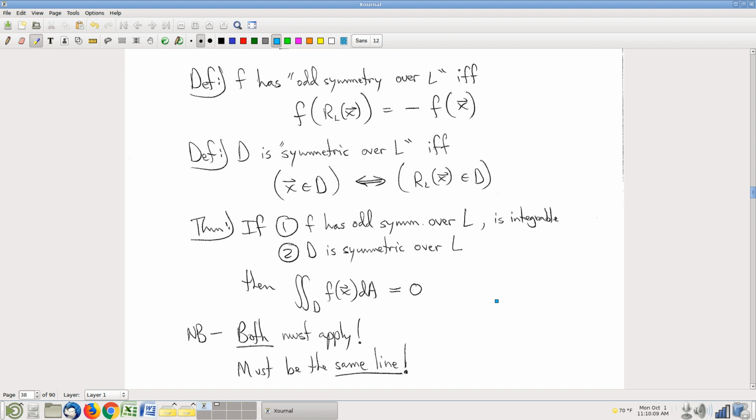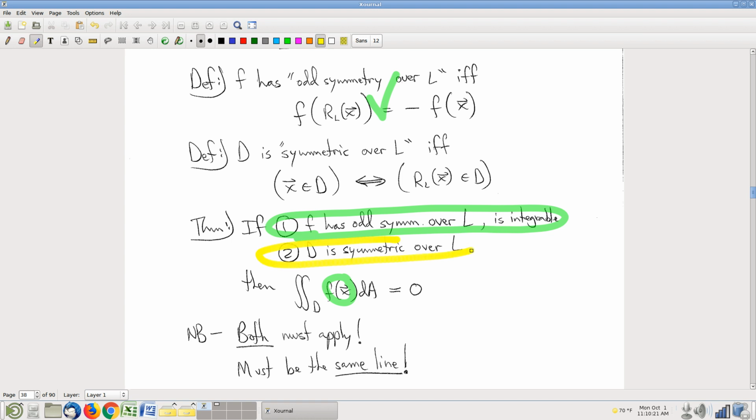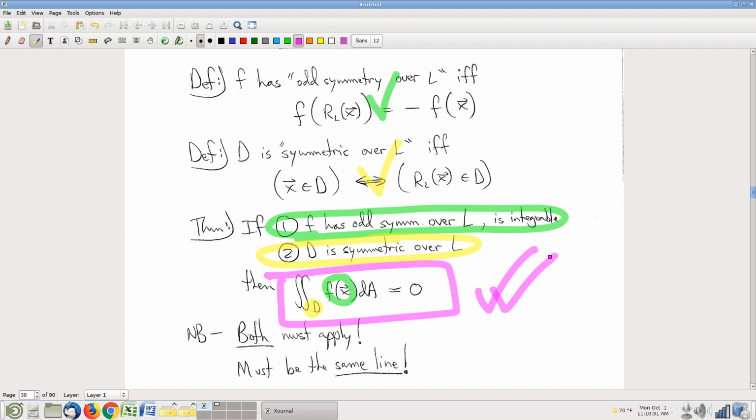And nice punchline. If you have a function that has odd symmetry, that is your integrand, if you have a domain that's symmetric over that same line, right, then the integral is equal to 0. Very powerful theorem. We'll talk about why next time.